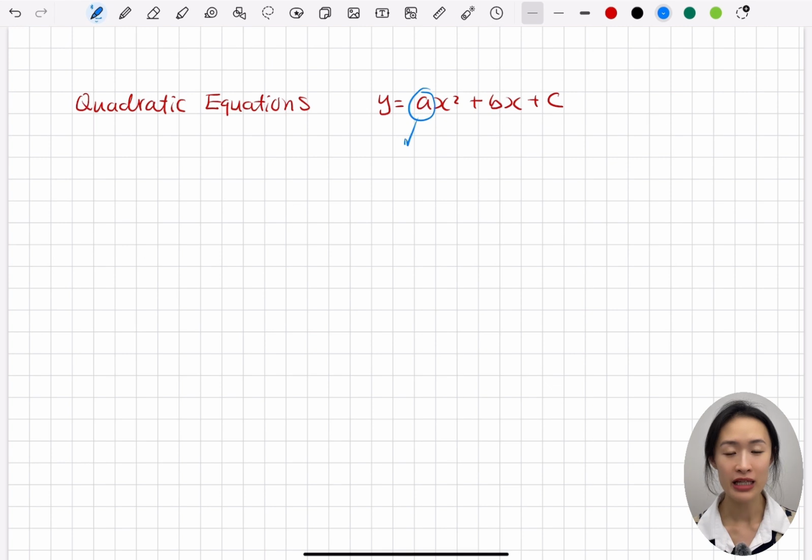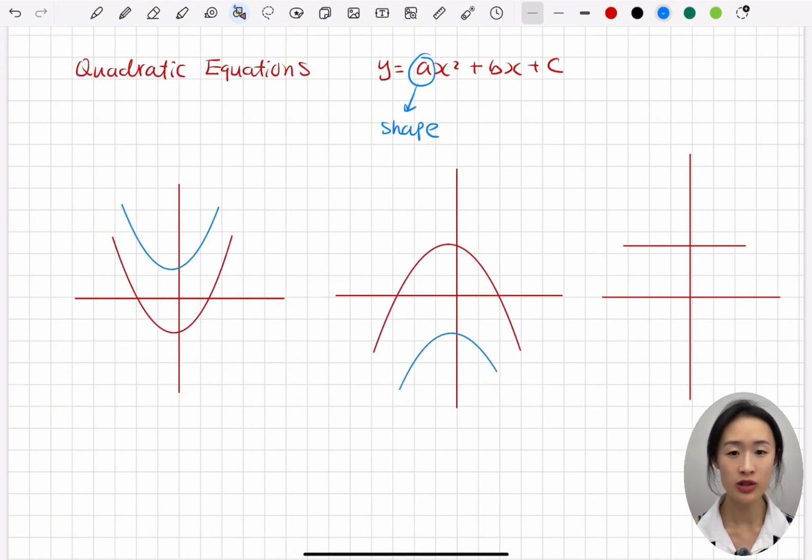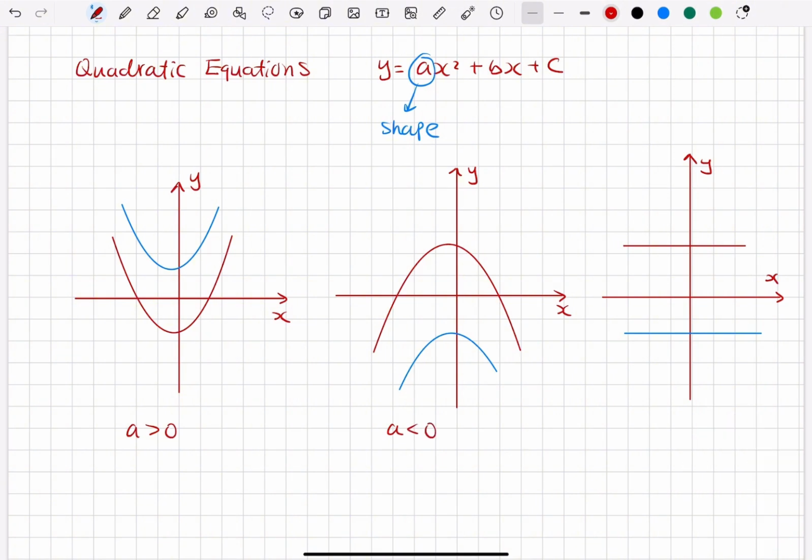The value of a gives us the shape of the quadratic curve. So we could have something with a curve like this. It's a happy curve, a sad curve, or a straight line. Now, a straight line isn't a quadratic curve. This happens when a is 0. If a is positive, the curve will be happy, and if a is smaller than 0, the curve will be a sad curve. However, if a equals 0, it's going to be a linear equation. That means it's going to be a straight line.